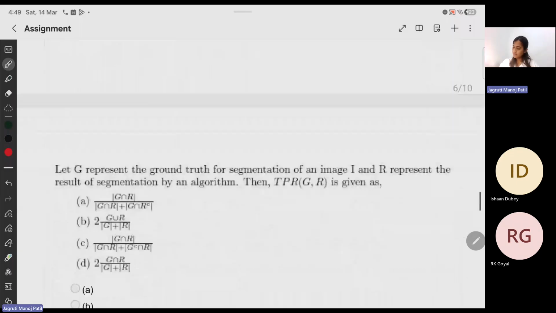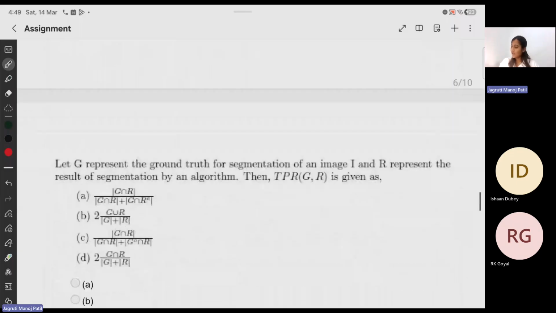So this is about segmentation. We have a ground truth G for the segmentation of image I, and R represents the result of segmentation by an algorithm. Then the true positive rate is given by what? So here, bear in mind, this is complementary. So the areas which do not involve are there.